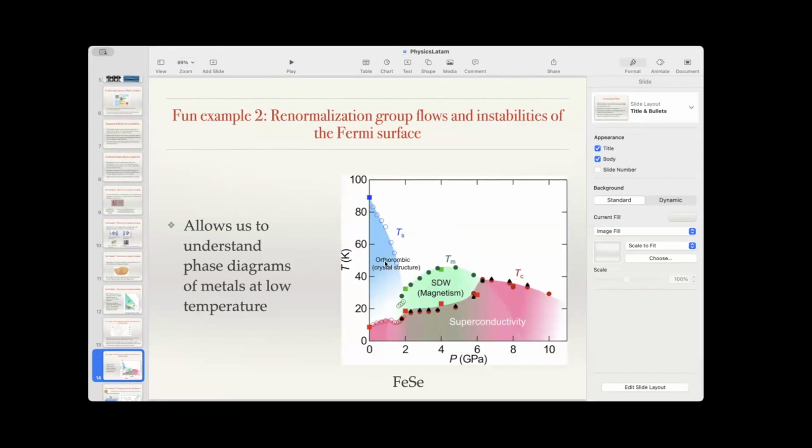And this is a fantastic tool. There's a very wide range of solid state systems that do all kinds of different things, because they have different Fermi surfaces and different kinds of interactions and so on, and different strengths of interactions. And so you can get all kinds of different orders like superconductivity, magnetism, crystal distortions, and all kinds of fun stuff.